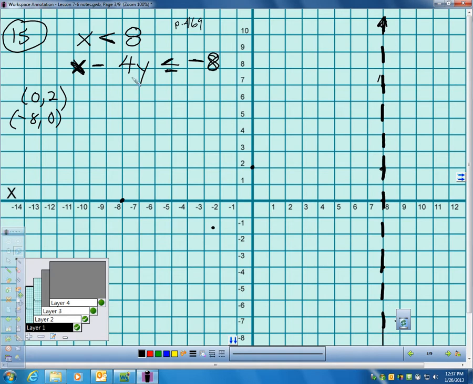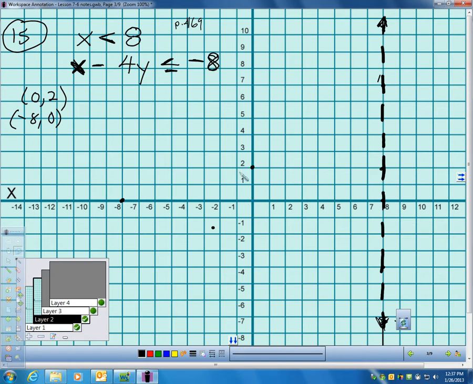And remember, I'm going to draw a dotted line because there's no equals in here. Okay? So I'm going to draw a dotted line. There's no equal in here. Now, I'm not going to shade yet, okay, because I got to graph both inequalities first. But let's think about this.